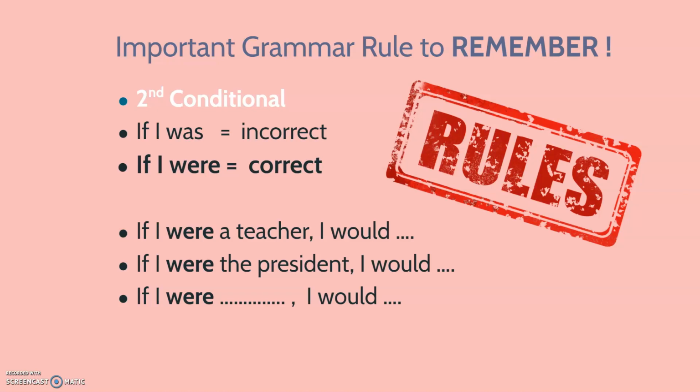If I were a teacher, I would give everybody very little homework. If I were the president, I would change the laws. Okay? If I were... So when we are making these sentences, using the verb to be, you cannot use was, you need to use were. An important rule to remember.